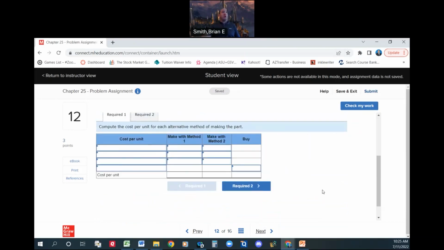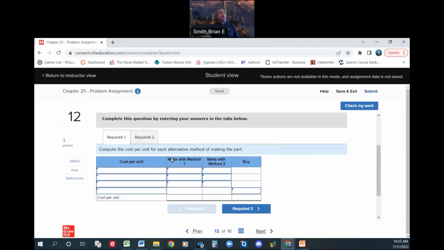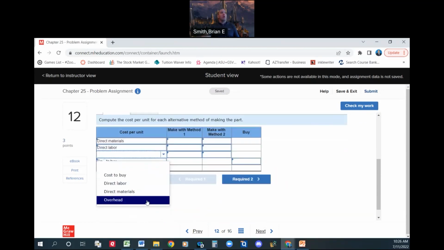All right, well, let's do all the relevant costs. So right now, we're buying it at $27. So if either one of these is cheaper, we want to make sure we're doing it. So we're going to look for direct materials, labor, and incremental overhead. Cost to buy, you know which one you want because it's the last one listed there. That's why we're going to put it there. Direct materials, direct labor, and the incremental overhead. So that's what we're looking for.